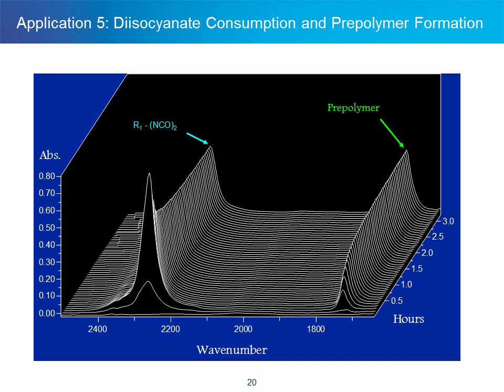Application example 5. Diisocyanate consumption and prepolymer formation. The peak between 2200 and 2300 corresponds to the diisocyanate, and it can be seen decreasing. The peak between 1700 and 1800 wave numbers corresponds to the prepolymer carbonyl, and it shows an increase over the course of the process.